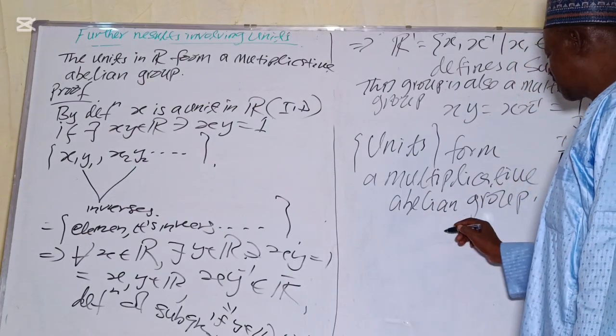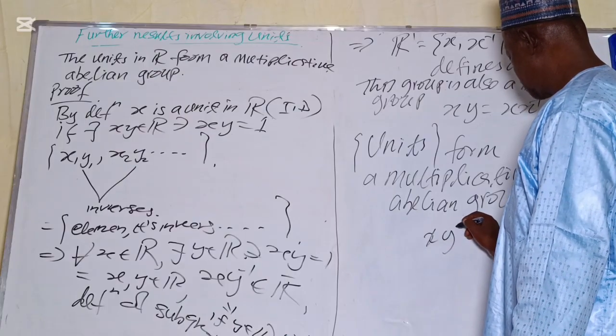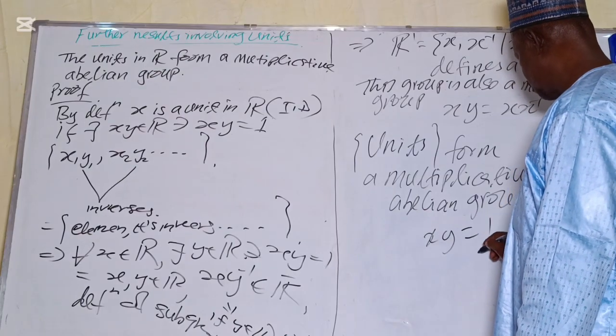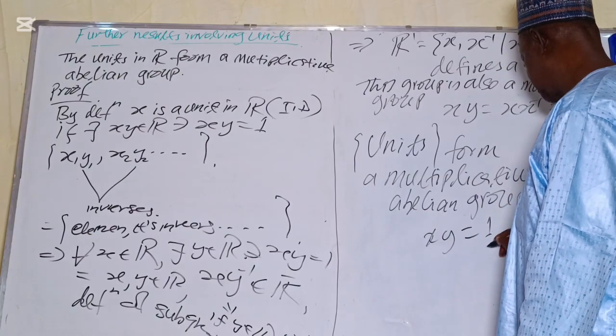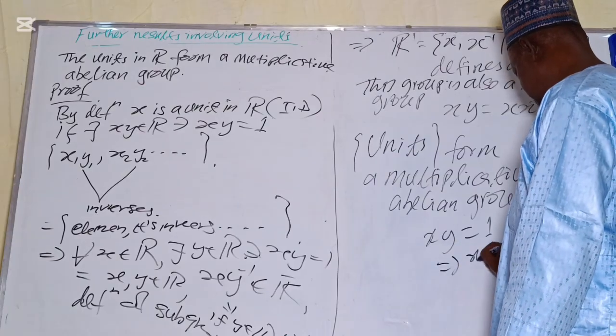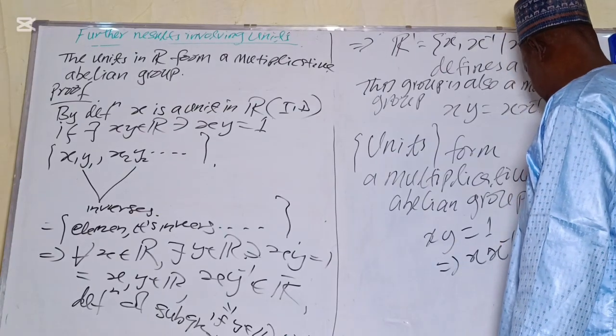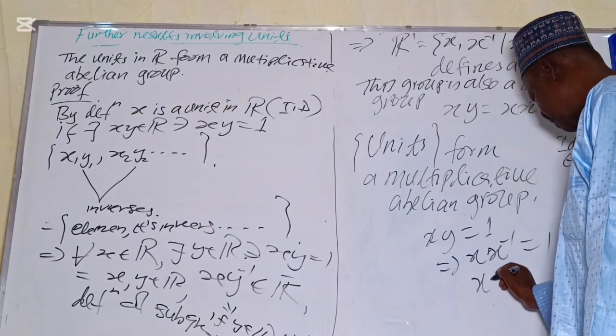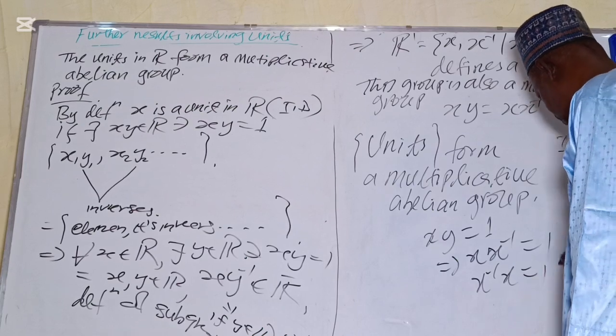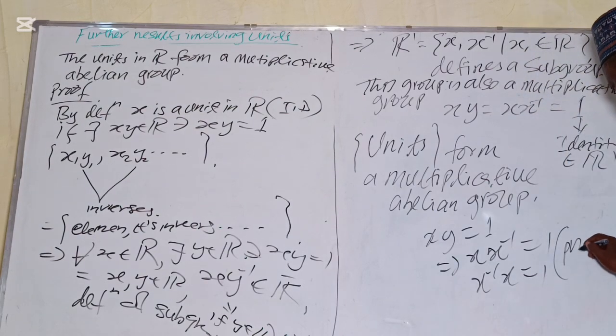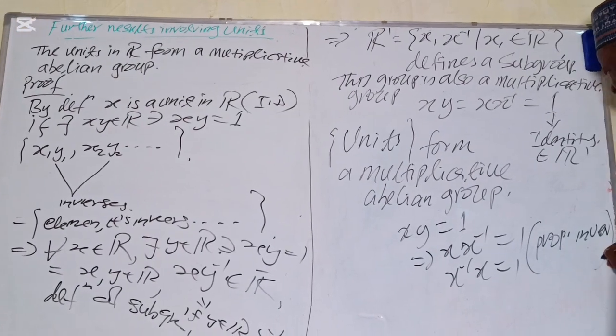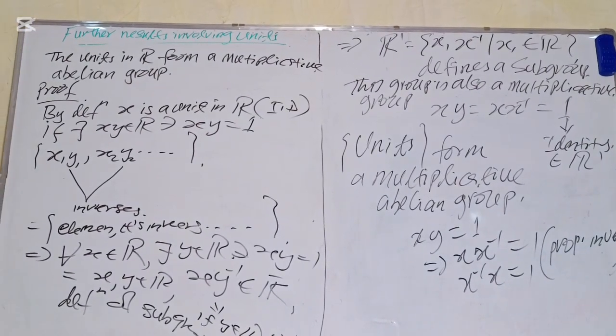Why do I say abelian? Because if xy is equal to 1, the identity, meaning that y is the inverse of x, then x inverse x is also 1. This is from the properties of inverses. So the group is both multiplicative and abelian.